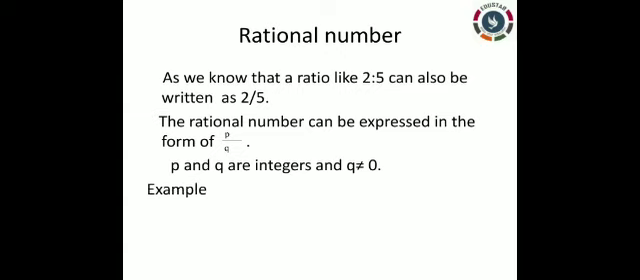Example: 3 by 7. 3 is the numerator and 7 is the denominator. Another example, minus 5 by 9. Minus 5 is the numerator and 9 is the denominator. 3 by 7 and minus 5 by 9 are rational numbers.